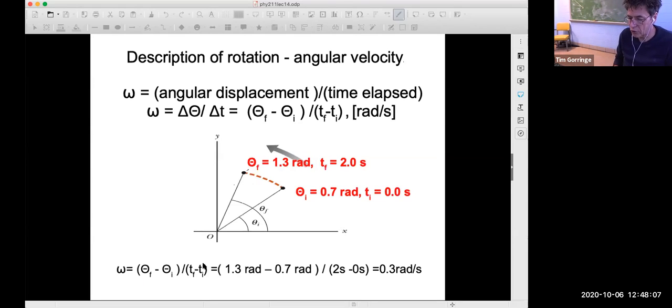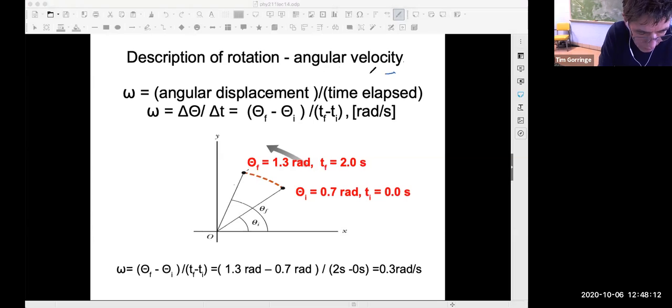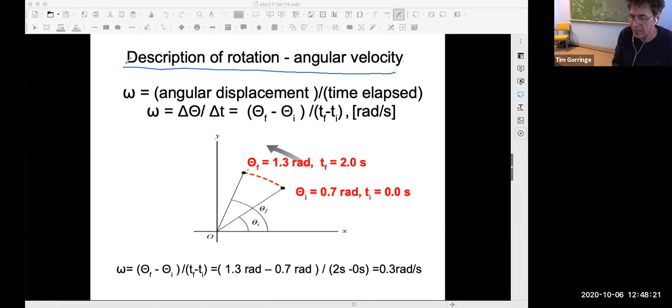Okay, moving on to angular velocity now. Angular velocity tells you how much you change your angular position, your angular displacement, per unit of time, for a given elapsed time. So in words, if I was to define the angular velocity omega, it would be your angular displacement, remember that's your change in angular position, divided by the elapsed time. Remember that's the difference between the final and initial times.